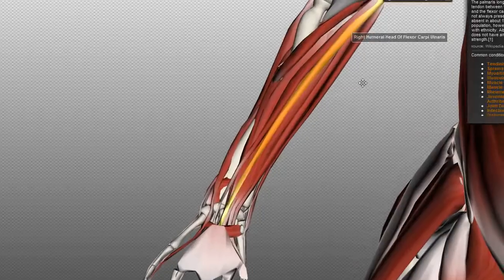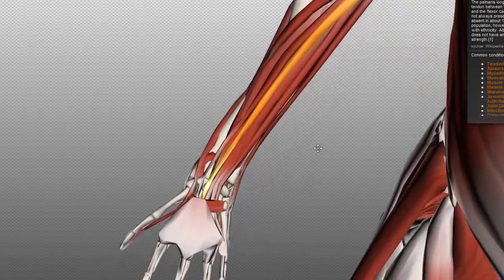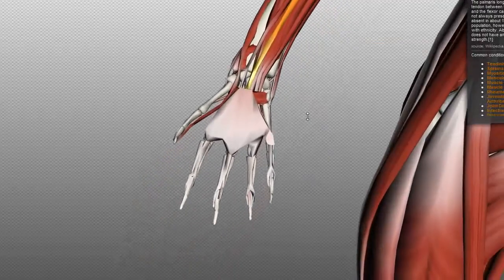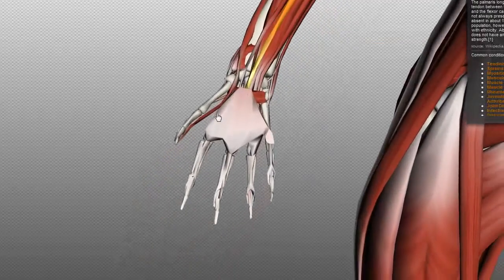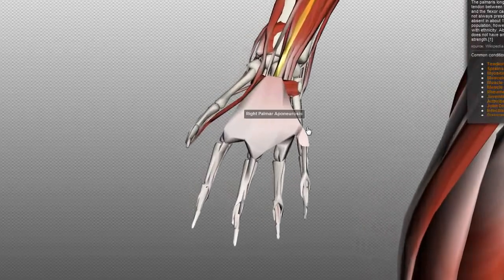So this muscle, like the rest of the muscles of the anterior compartment, originates on the medial epicondyle of the humerus and it runs down the length of the forearm to insert into this flat fibrous sheath known as the palmar aponeurosis. So this is a thick layer of deep fascia that lies beneath the skin.